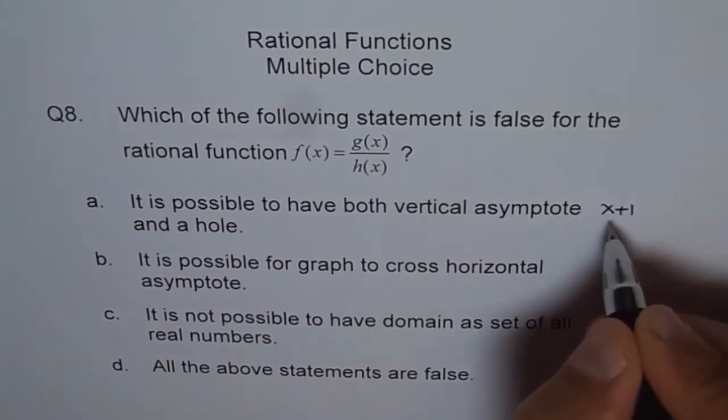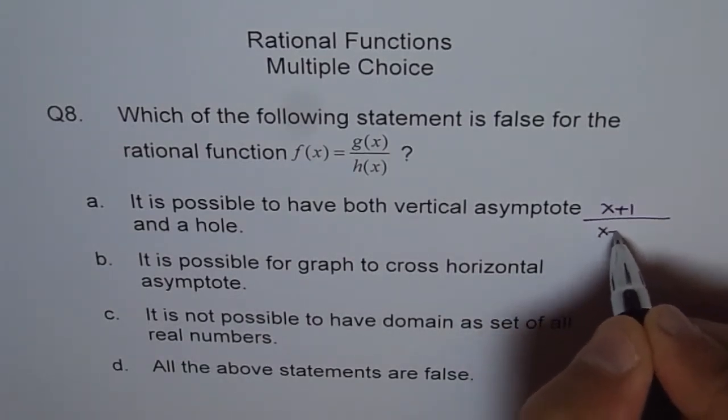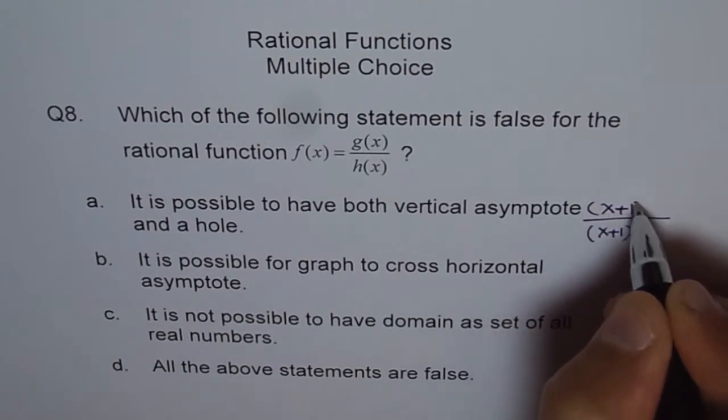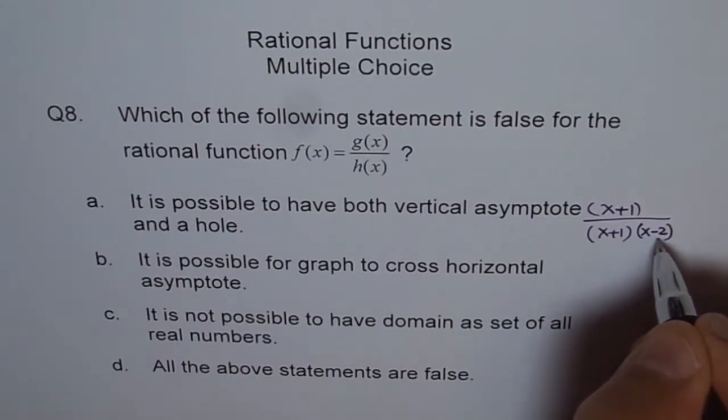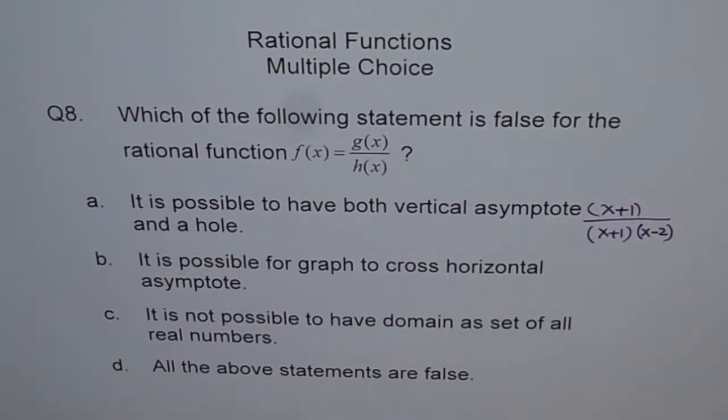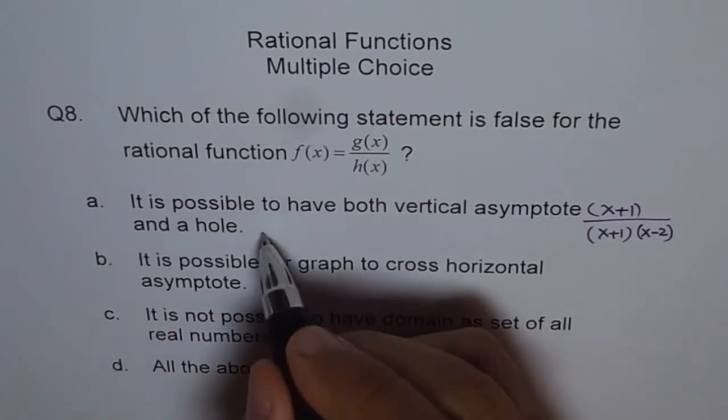A hole you can have, let us say, if I have x plus 1 both in the numerator and denominator, then we have a hole. And a vertical asymptote, if I have another factor, let us say x minus 2, then this will give me a vertical asymptote. So that's okay. This is fine.